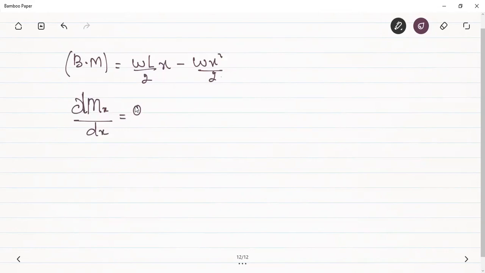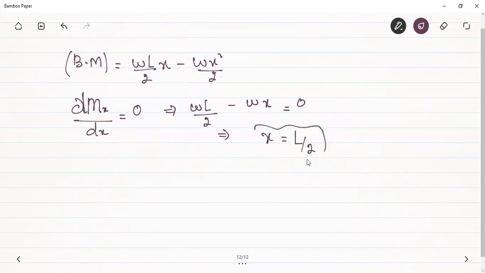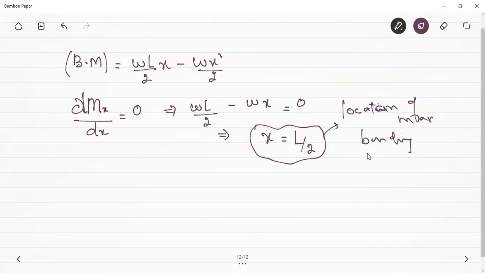For maxima and minima, we use this differential. The derivative has to be 0. Its derivative will be omega L by 2 minus omega x, isn't it? 2x and this will cancel out. That has to be 0, which means that x is equal to L by 2. What does this give us? Location of maximum bending moment. This gives us the location of the maximum bending moment.